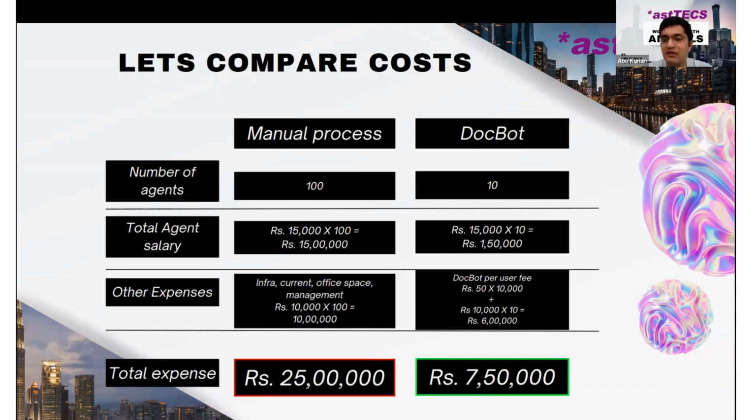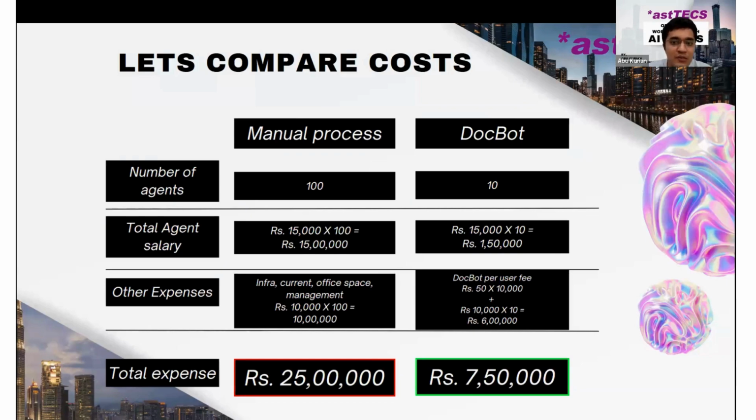You need 100 people to sit, call, and ask the person to submit these documents. Once these documents are submitted, verify it, re-verify it. Okay, we'll go through the manual process first. You would need 100 people, an average salary of 15,000 rupees into 100 would be 15 lakhs. And this is for a month. Then total infrastructure, say 10,000 rupees for 100 people, so that is again 10 lakhs in infra itself. So what happens is you have a total expense of 25 lakhs.